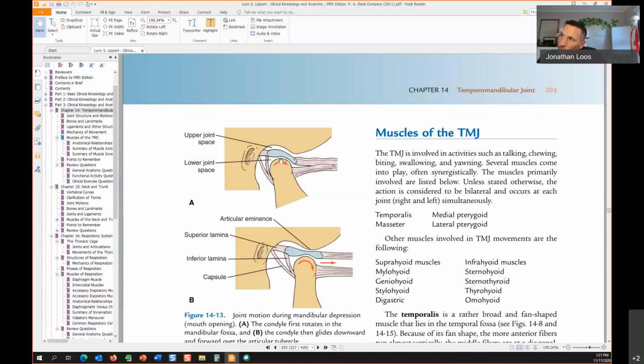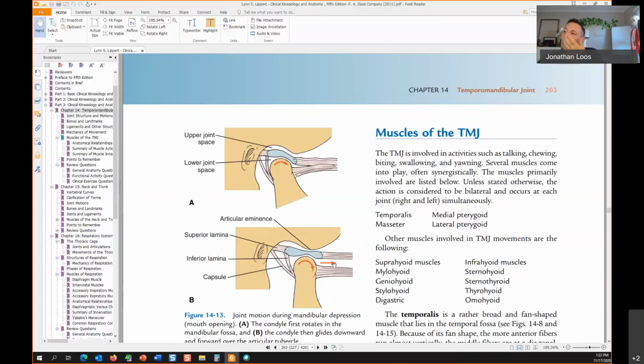And as you open the jaw, so here you see the jaw opening up, and you see the mandible rotating forward. There's quite a bit of anterior translation that occurs to accommodate that movement. So when you open your mouth, your jaw is actually going forward, which means when you close your mouth, it's coming back.